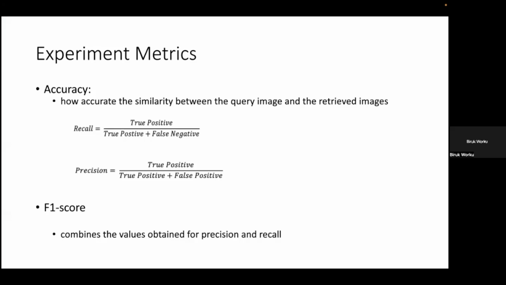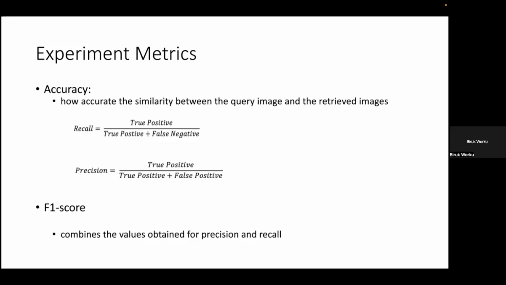To compare the performance of the content-based image retrieval techniques that we have implemented, we have decided to use the following evaluation metrics. The first metric is accuracy. Accuracy of a CBIR system provides how accurate the similarity between the query image and the retrieved images is. The second metric is recall. Recall is used to calculate the number of similar images retrieved by a search from the total number of existing similar images. It provides the number of most similar images that were recalled.